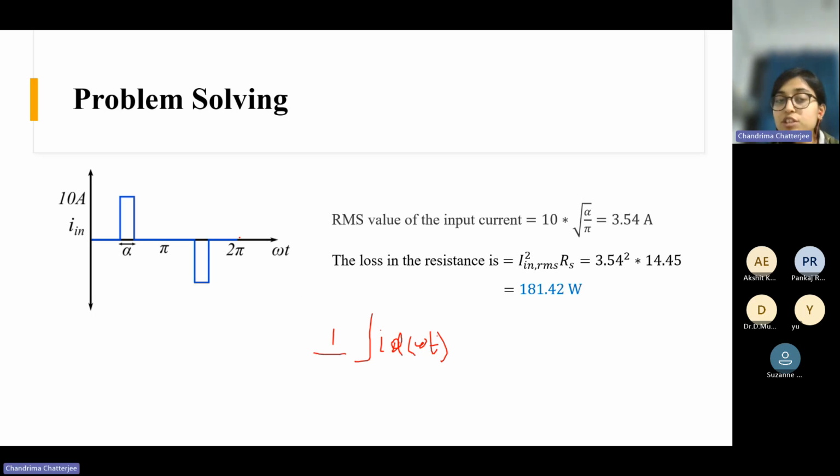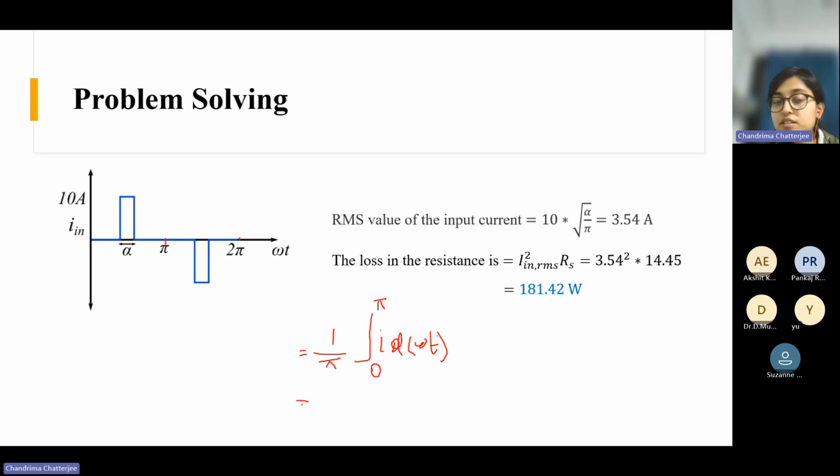2 pi is the total duration, but we are not taking 2 pi, we are taking pi, because this current and this current are the same. Just one is positive and one is negative, but they are the same. So we can take pi also. We can take the total duration as pi, from 0 to pi. Now, the current only exists during the alpha duration. The rest of the time, the current is 0.